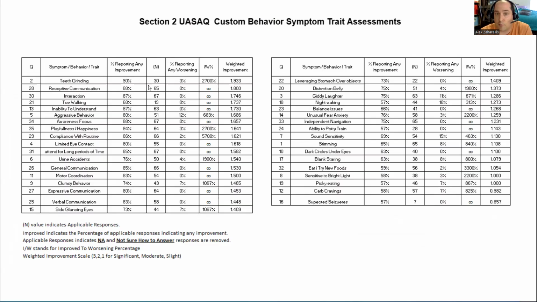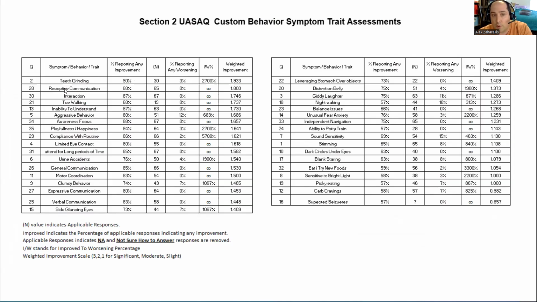In the case of receptive communication, you can assume that there's going to be a larger fraction of people that are going to have that issue. 88% of them indicated reporting, representing 65 people. Okay. No worsening at all. And then next to this, we're showing the improvement to worsening ratio. When it's infinity, it means that there was nobody that worsened in that category.